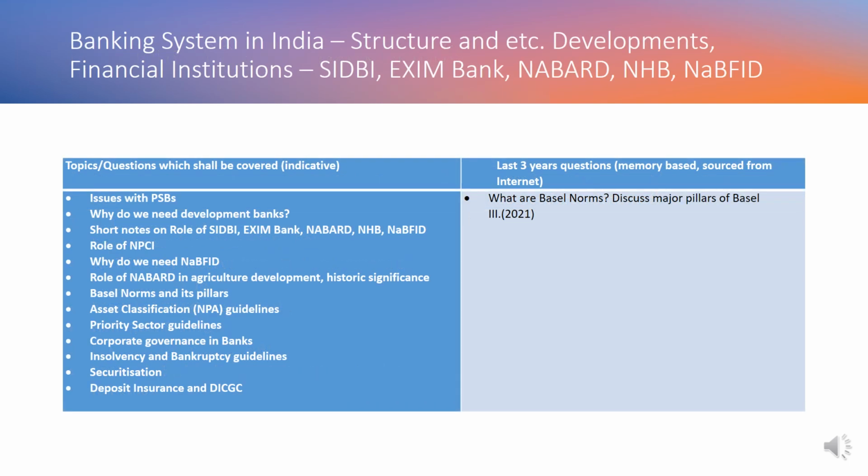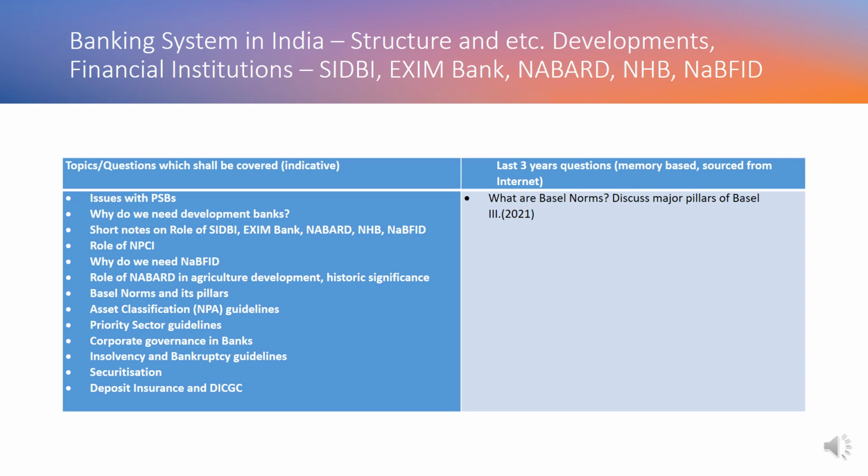Next section is the banking system in India. Once you say banking system in India, it becomes a very wide topic, and then it is bifurcated into structure and development, where development means latest developments. It can come from what is happening around, from the general awareness part. And then you have financial institutions: SIDBI, Exim, NABARD, NHB, and NAFED, which we have already discussed.